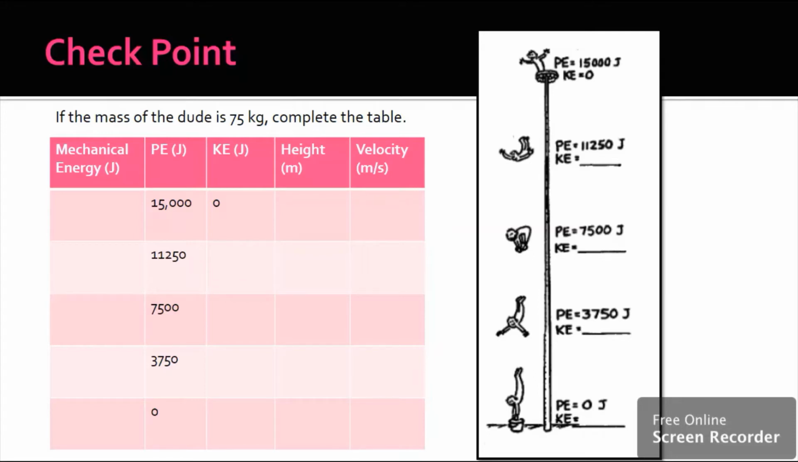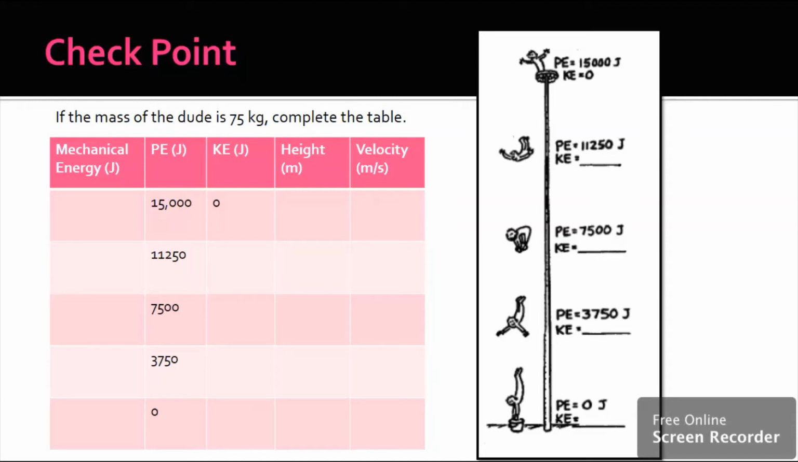So if the total mechanical energy stays the same because of the law of conservation of energy, after he falls down about a quarter of the way, his potential energy is labeled at 11,250 joules. So his kinetic energy is 1/4, 3,750 joules. Halfway down, his potential energy is 7,500 joules, so his kinetic energy is also 7,500 joules. And then all the way down to the bottom, when his potential energy is 0 joules, because in the next instant he lands in the tub of water, then his kinetic energy is the full 15,000 joules.